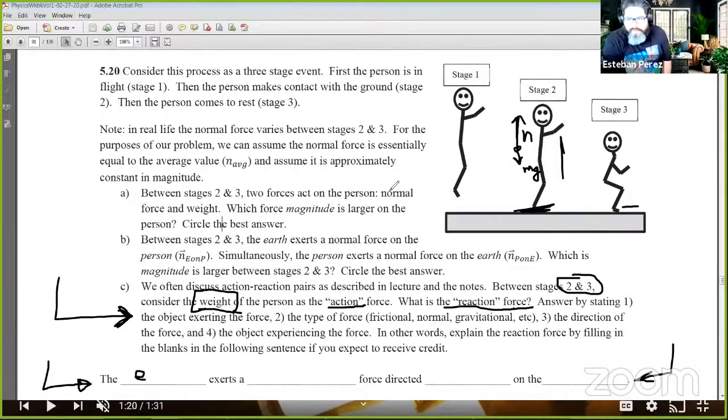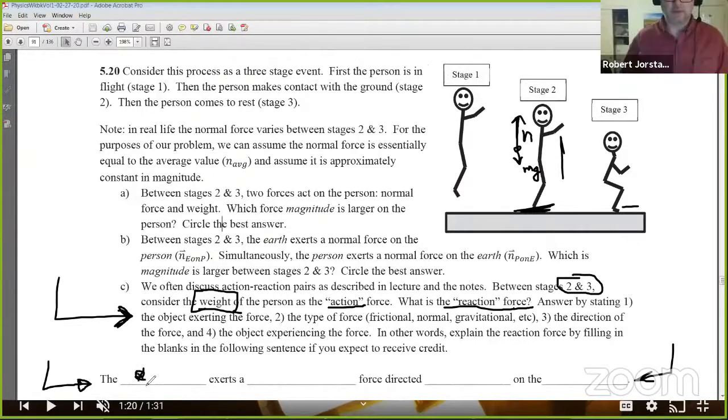Also, that normal force and mg are on the same FBD, so they can't be Newton's third law. That's true. Okay, so here's the answer. The person exerts a gravitational force directed upwards on the earth. If the earth pulls you down, you pull the earth up.